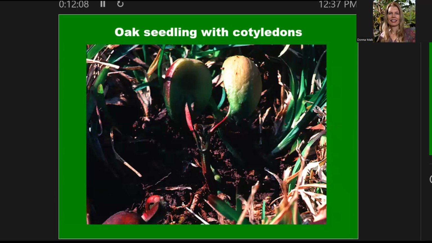So here, this is an oak seedling that's germinated in a natural setting, and you can see how plump the cotyledons are. So all that tissue is cotyledon. So really full of plenty of nutrients to keep that plant going until the true leaves are up and running so they can do their own photosynthesis.